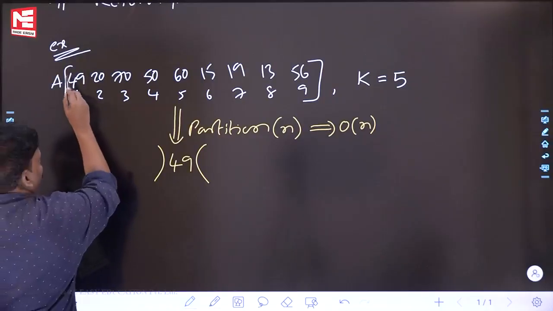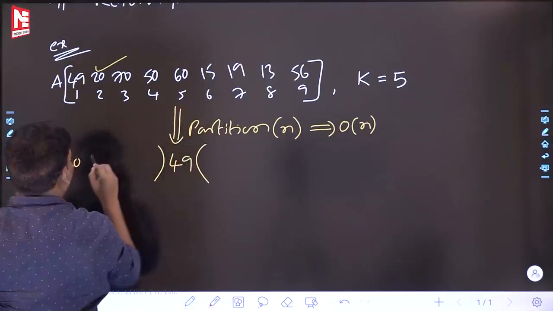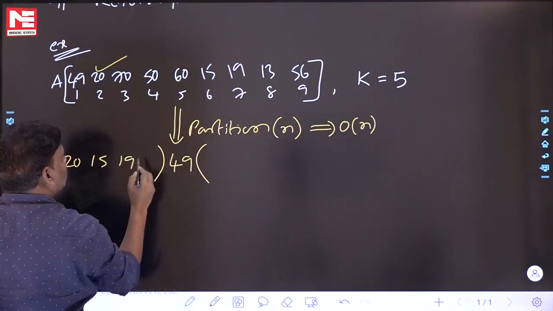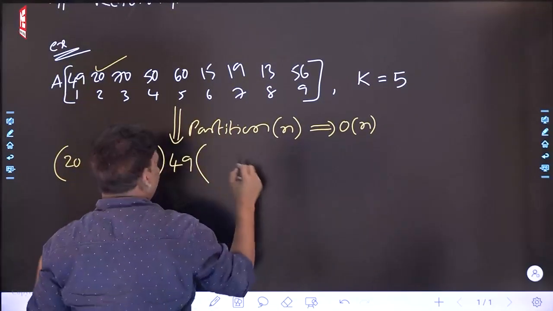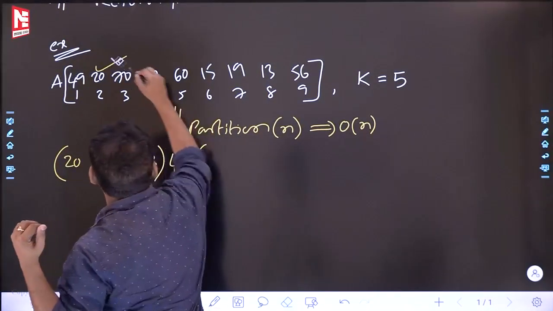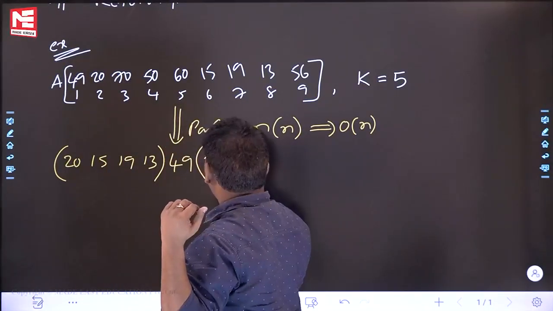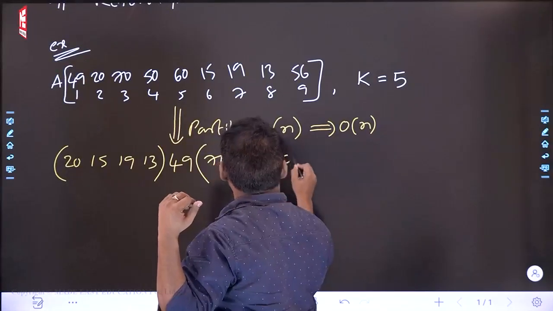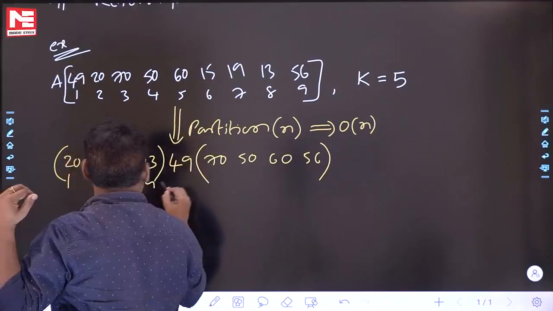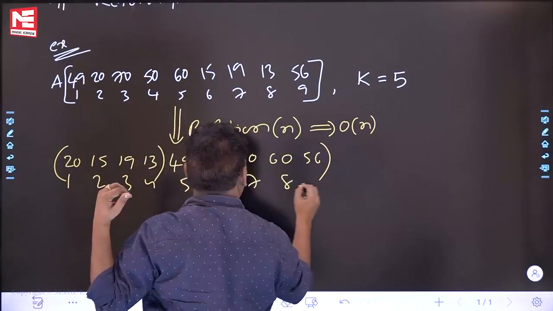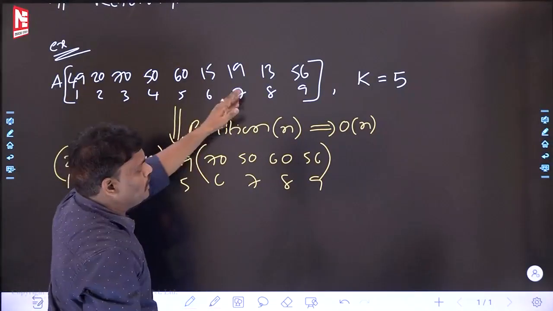Can you help me know the less than pivot? Scan once: 20. Next. Less than pivot: 15, 19, 13. Who is the more than pivot? Scan the array and check, starting from the start. I think 70, 50, 60, 56. 1, 2, 3, 4, 5, 6, 7, 8, 9. So on this array, applying the partition algorithm takes n time, right?